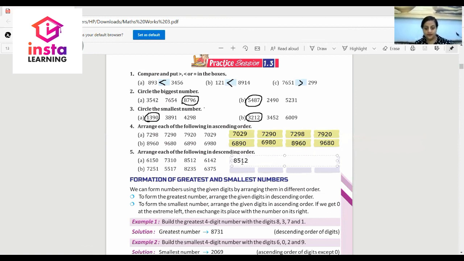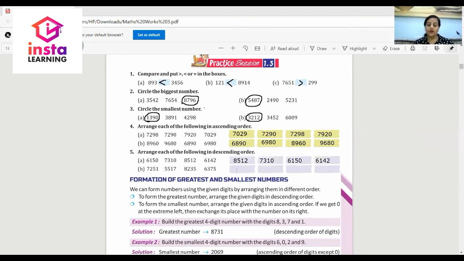8512. Okay, now next number will come of 7,000 because 7,000 is smaller but bigger than all the rest. 7,310 will be the next number. And after this, 6,142 and 6,150. So which number will come? 6,150 will come. And the last number, that is the smallest of all, is 6,142. This is the smallest number.